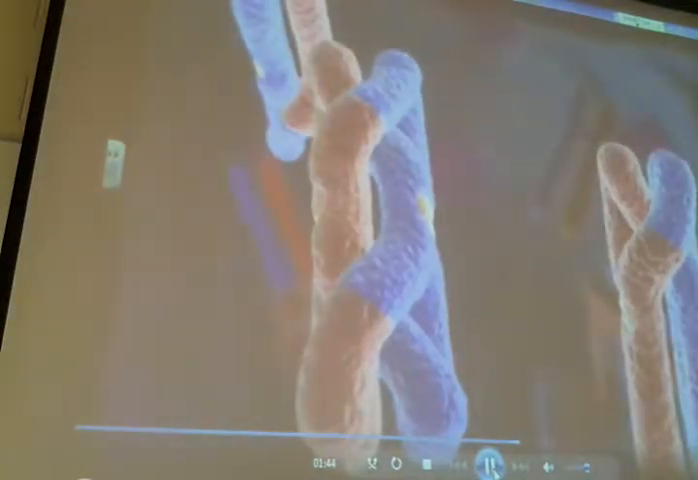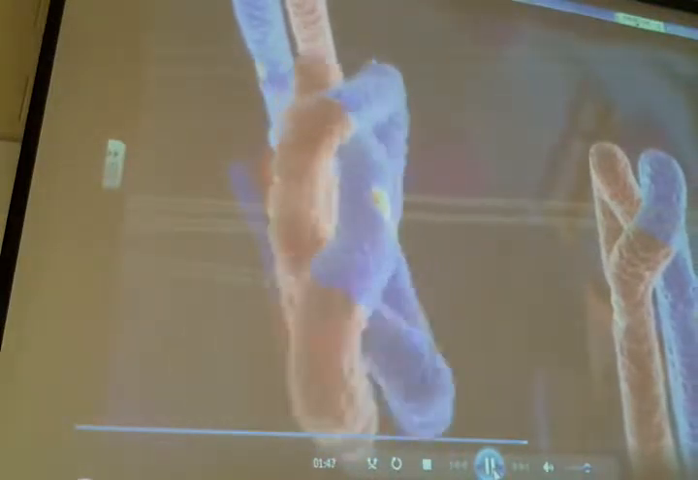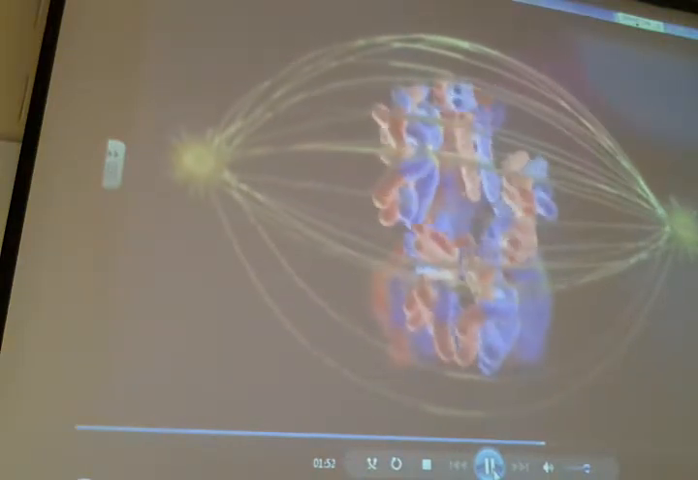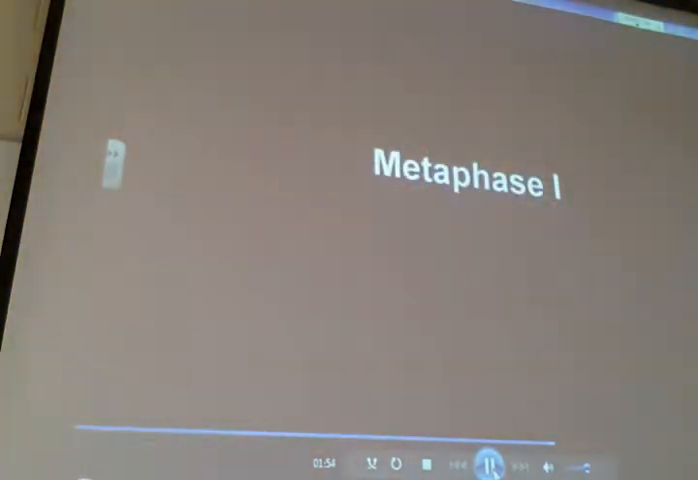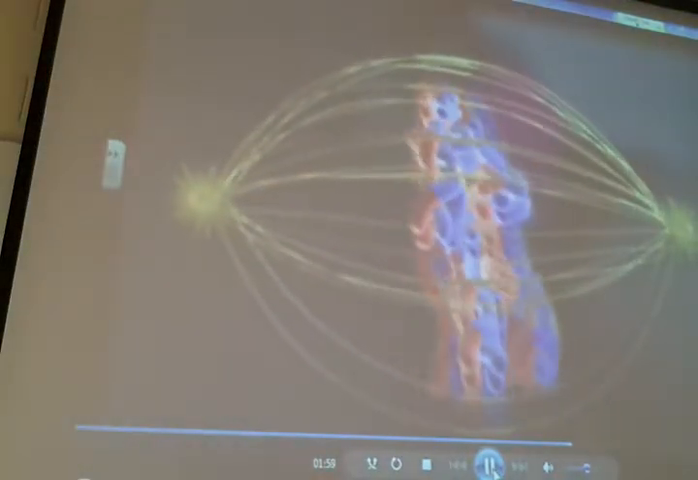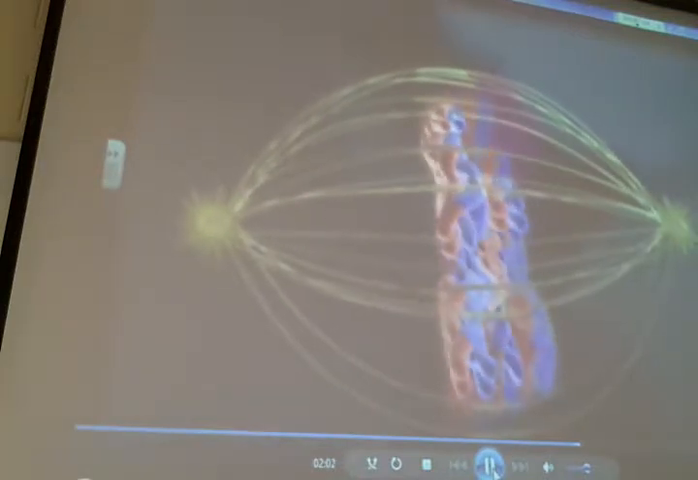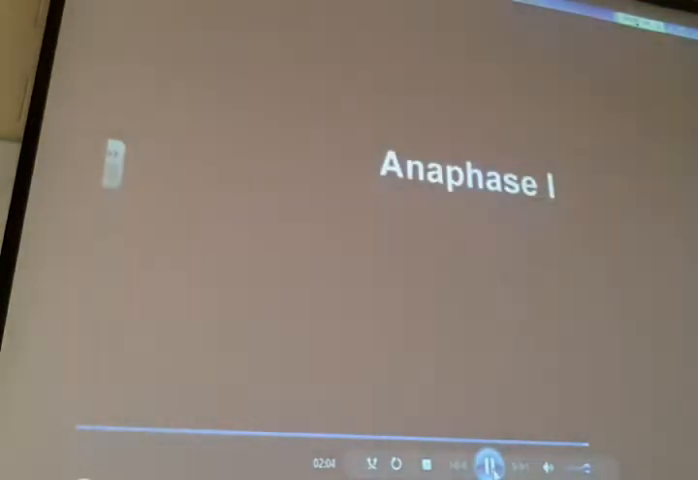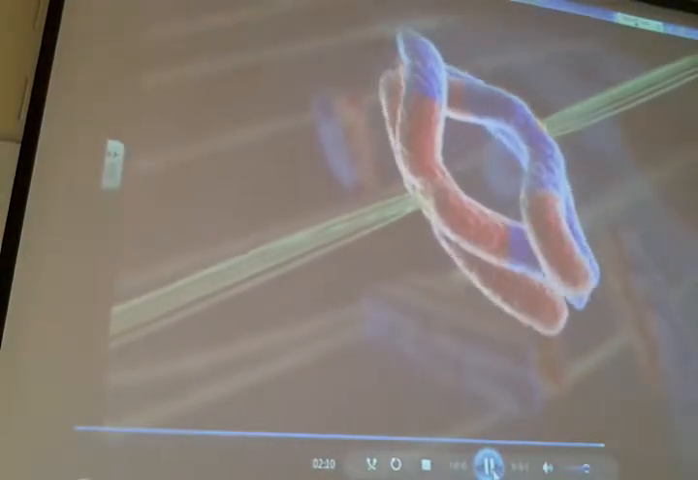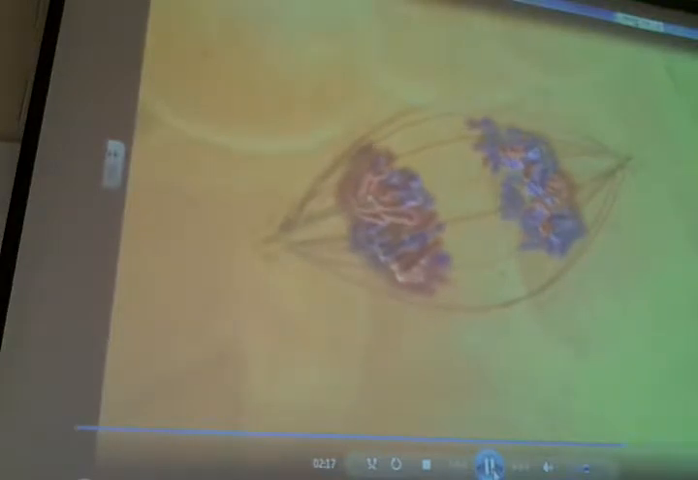After the spindle forms and the nuclear envelope breaks down, microtubules from opposite poles attach to each chromosome of the homologous pair, resulting in a tug-of-war. At metaphase 1, the chromosome pairs are positioned in the middle of the cell. The next stage begins when homologous chromosomes separate from each other and move toward opposite poles. Each chromosome still consists of 2 sister chromatids.